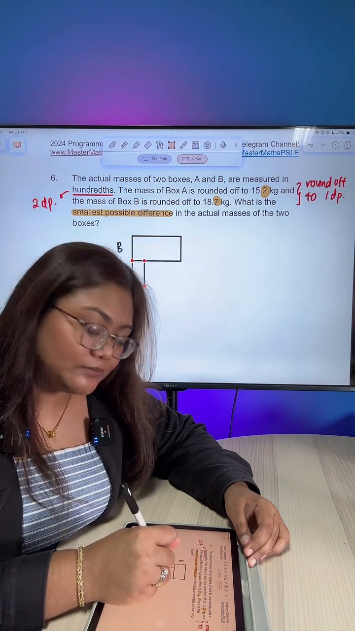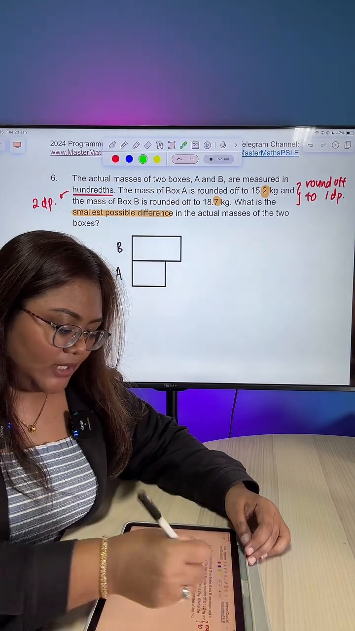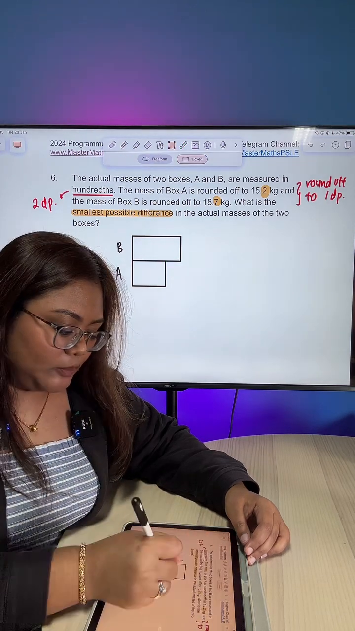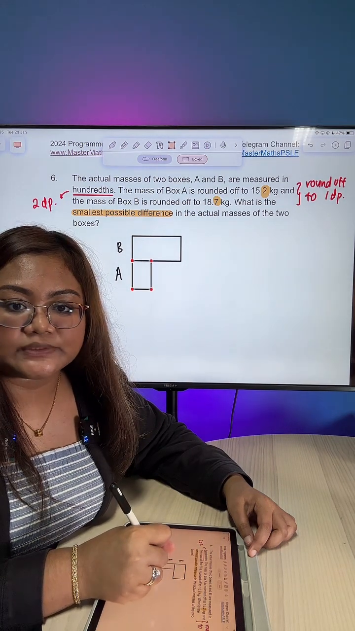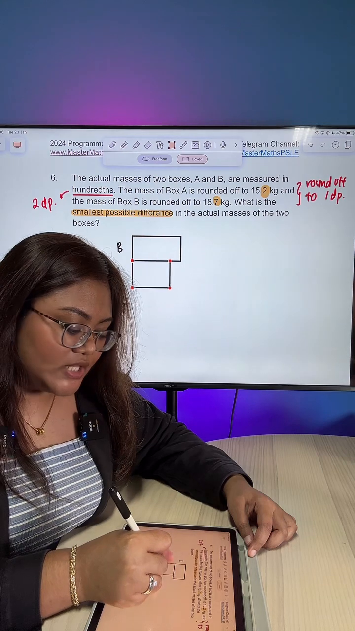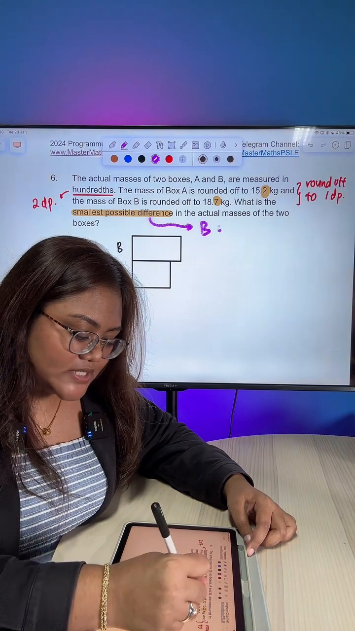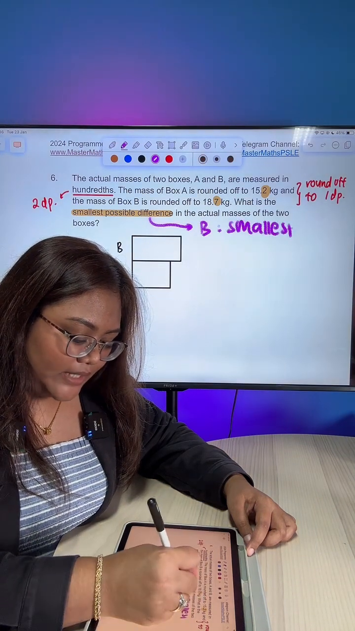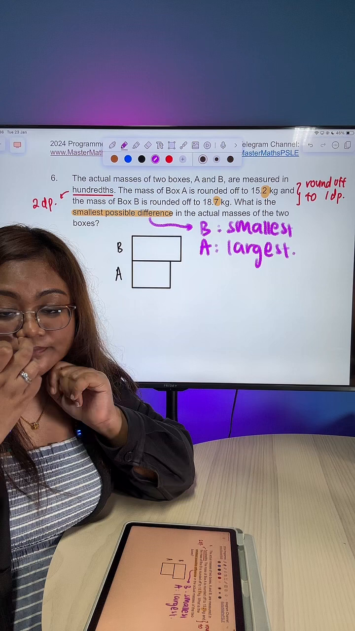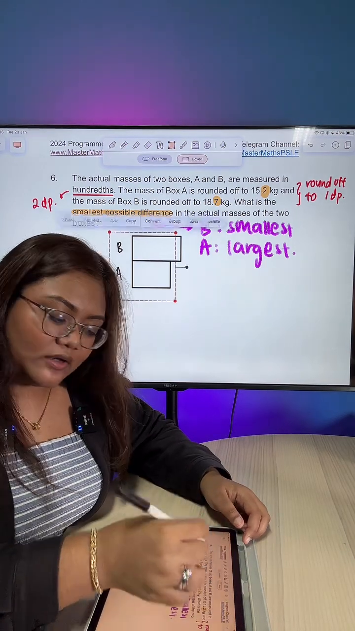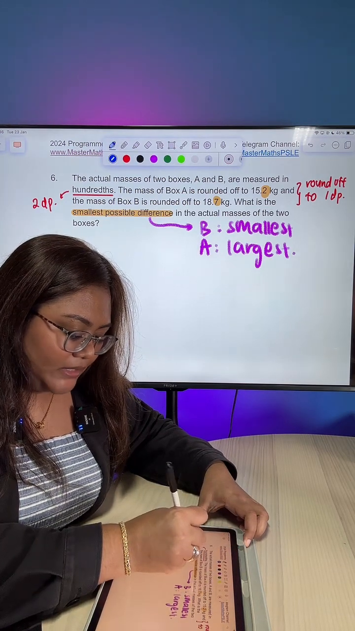What about my A? Should it be as small as possible, or should it be as big as possible if I want the difference to be small? My difference here must be small. So my A must be big, or my A must be small? What do you guys think? A must be big. Very good. So now I know. For us to have a small difference, my B must be smallest, and my A must be largest. Okay? So far so good? Okay, then from here, all I gotta do is look for the possibilities for the masses of A and masses of B.